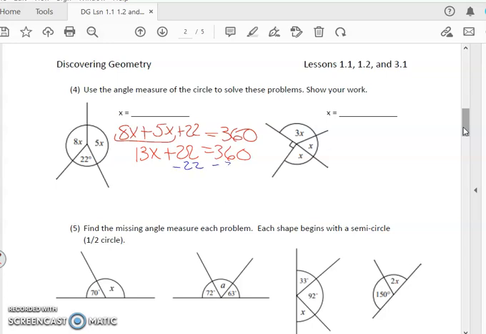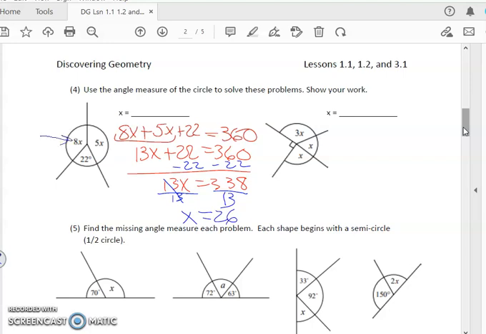If I subtract 22 from both sides, I now have 13x equals 338. And then to undo the multiplication problem, we're going to divide both sides by 13. So 338 divided by 13, and the answer is 26.